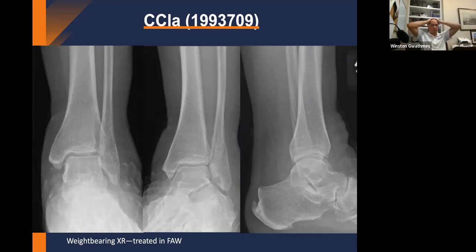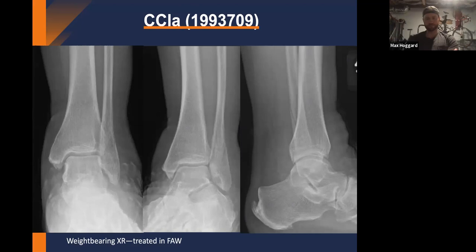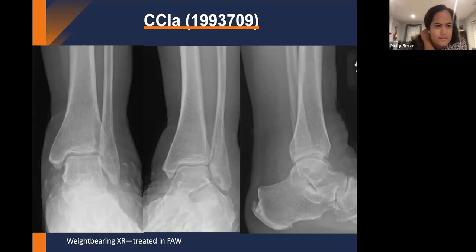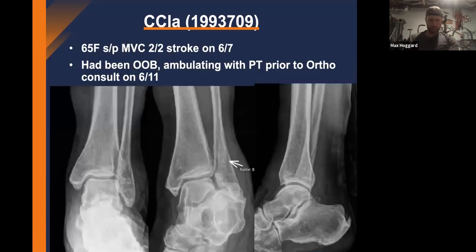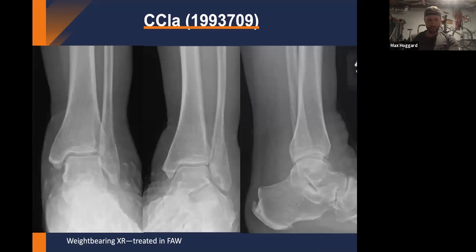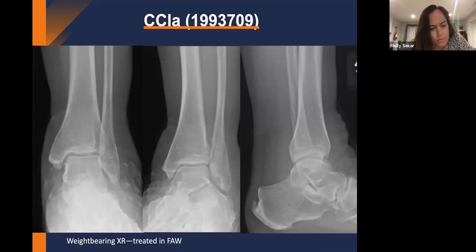What do you think? I think there may be some widening in the syndesmosis in the mortise view. You think so? Compared to there, I'd say they look pretty similar. Where would you be looking if you're looking for widening? I guess right at the joint line you'd normally be looking.